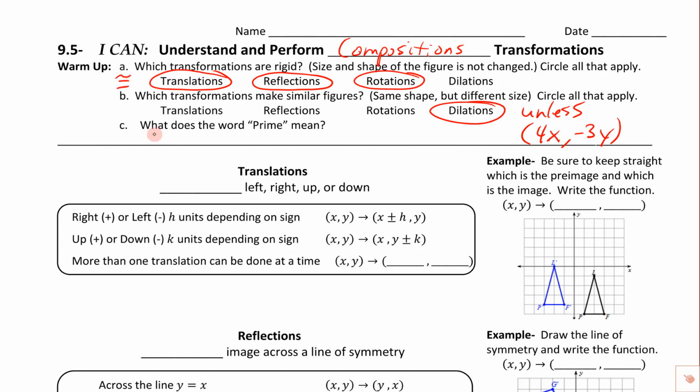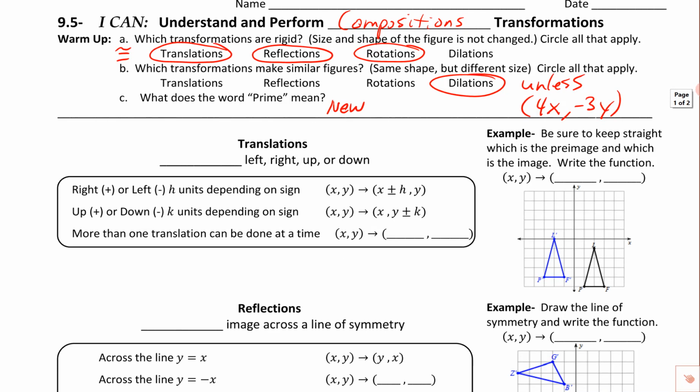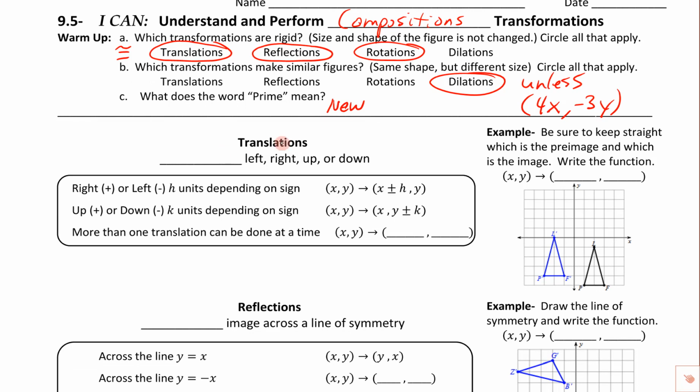And the last part of the warm-up here, what does the word prime mean? Prime means new. And we're actually going to see a different type of prime notation as we go through today's assignment. So we're putting all of these together, and we'll talk about what a composition of transformations is in just a second. So let's remind ourselves what a translation is.